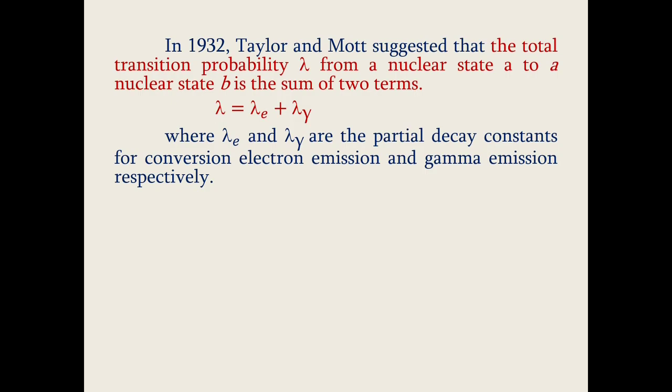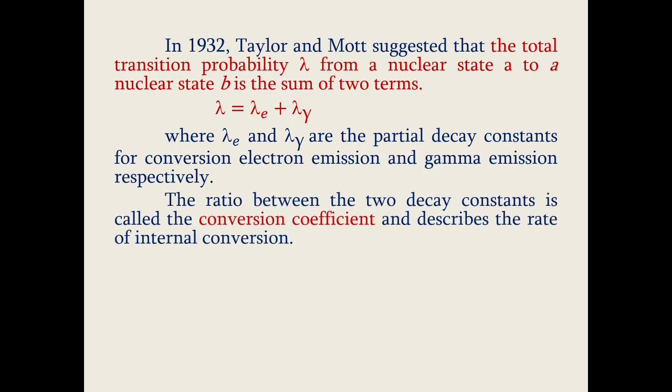So here this lambda E is called the partial decay constant for conversion electron emission, that is, for the process of internal conversion, the chances for the process of internal conversion, and lambda gamma is for the chances for gamma emission. And now we are going to define a new coefficient called the conversion coefficient, which is the ratio between the two decay constants, that is, the partial decay constant of a conversion electron and of the gamma emission. We call it the conversion coefficient.